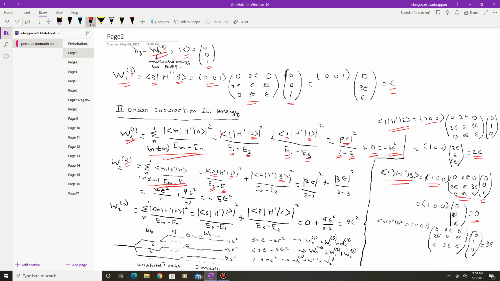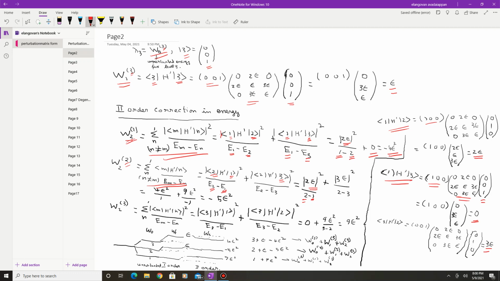So E2 minus E2. Now again you evaluate this expression, bra 2 H prime ket 1. So bra 1 H prime ket 2 and bra 2 H prime ket 1, once you evaluate, you will get the same value, 2 epsilon. You can easily check. So this is mod square of 2 epsilon, with E2 equal to 2, which we have already calculated, and E1 equal to 1, plus the second term, bra 2 H prime ket 3. So bra 3 H prime ket 2 and bra 2 H prime ket 3, once we evaluate, we will get the same value, 3 epsilon.